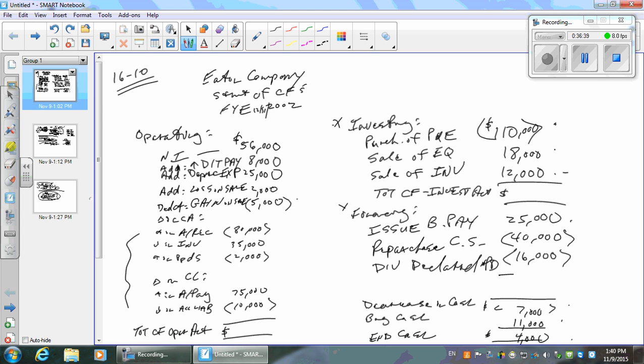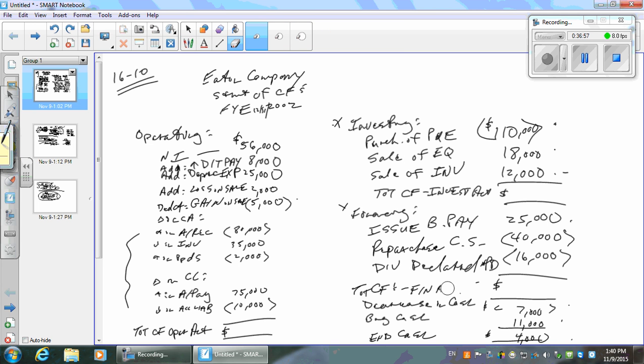What's this one going to be? Cash flows from, total cash flows. From what? Financing activities. Counting, that's activities, A, C, D. All right? So add those up.